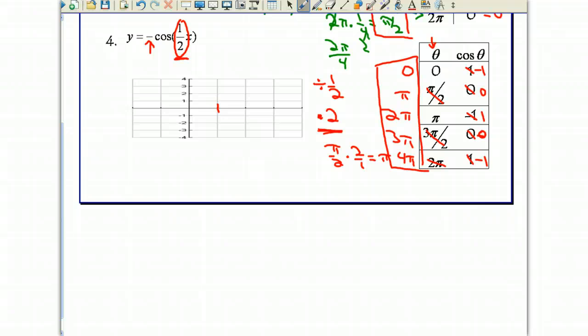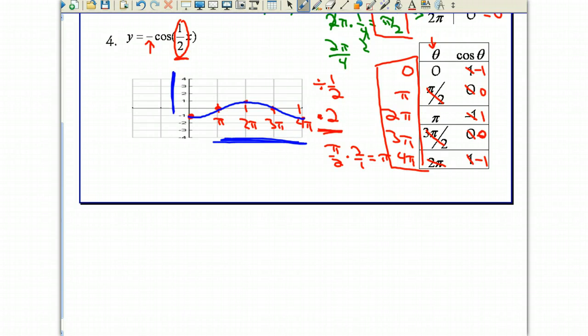Let's set up our x-axis. Have to label these points to show people I know. Look, this is getting stretched out. It takes twice as long for this graph to occur. So 0 to 4 pi, the y-coordinate starts at -1, goes up to 0, higher to 1, down to 0, to -1. Connect this with a nice smooth curve. Let's go blue. And I've got my y equals the negative cosine of 1/2 x. Again, be sure to have your x-axis labeled. Be sure to have your y-axis labeled.